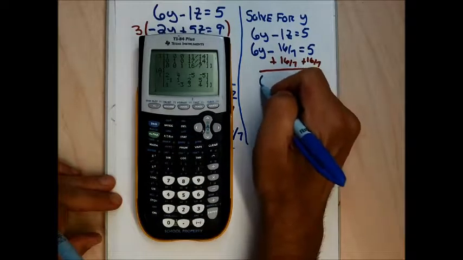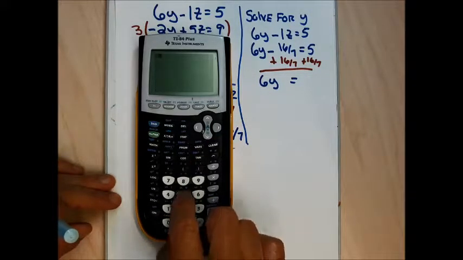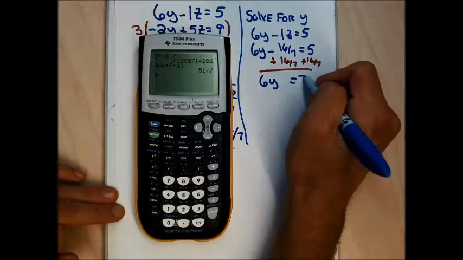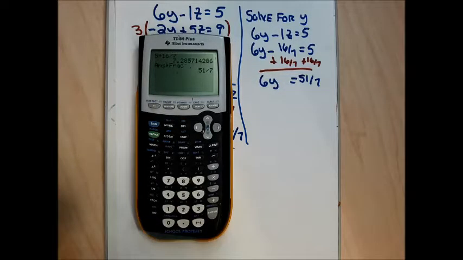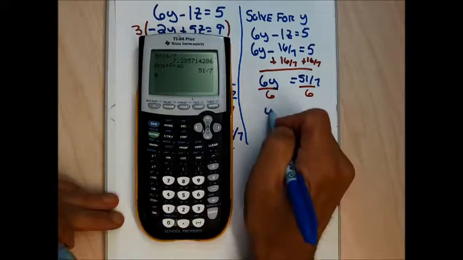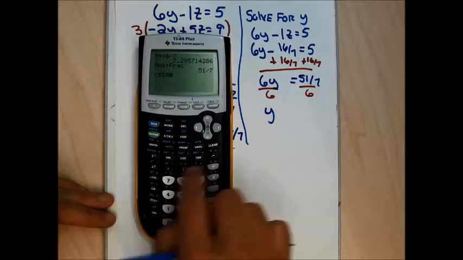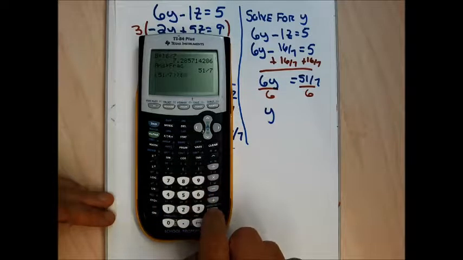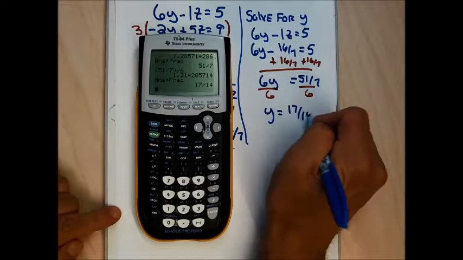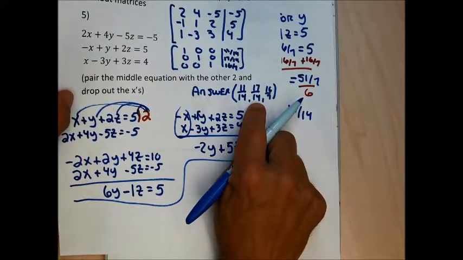So I'm going to leave the left side with just a 6y. I'm canceling the 16 over 7s. On the right side, I'm going 5 plus 16 divided by 7. Math, enter, enter, and I get 51 over 7. Now I'm going to divide both sides by 6. On the left side, I get my y. On the right side, I'm going to go 51, put it in parentheses maybe, 51 divided by 7, and then divided by 6, and then math, enter, enter. I get y equal to 17 over 14. This is good. I have z is 16 over 7, y is 17 over 14.